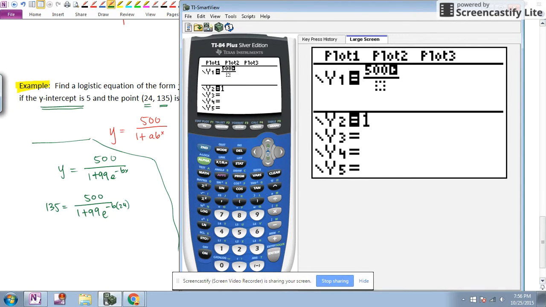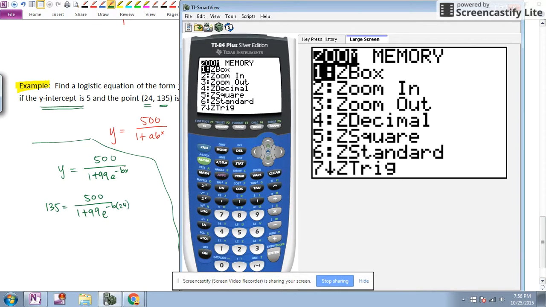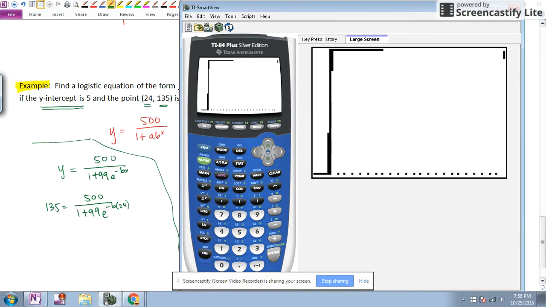500 over 1 plus 99 Euler's number to the negative 24x. And the other equation is going to be 135. And then I will zoom, let's see, zoom 0, I'm sorry, zoom fit. And there's one graph. There's your logistic graph. And there's that one. Beautiful.